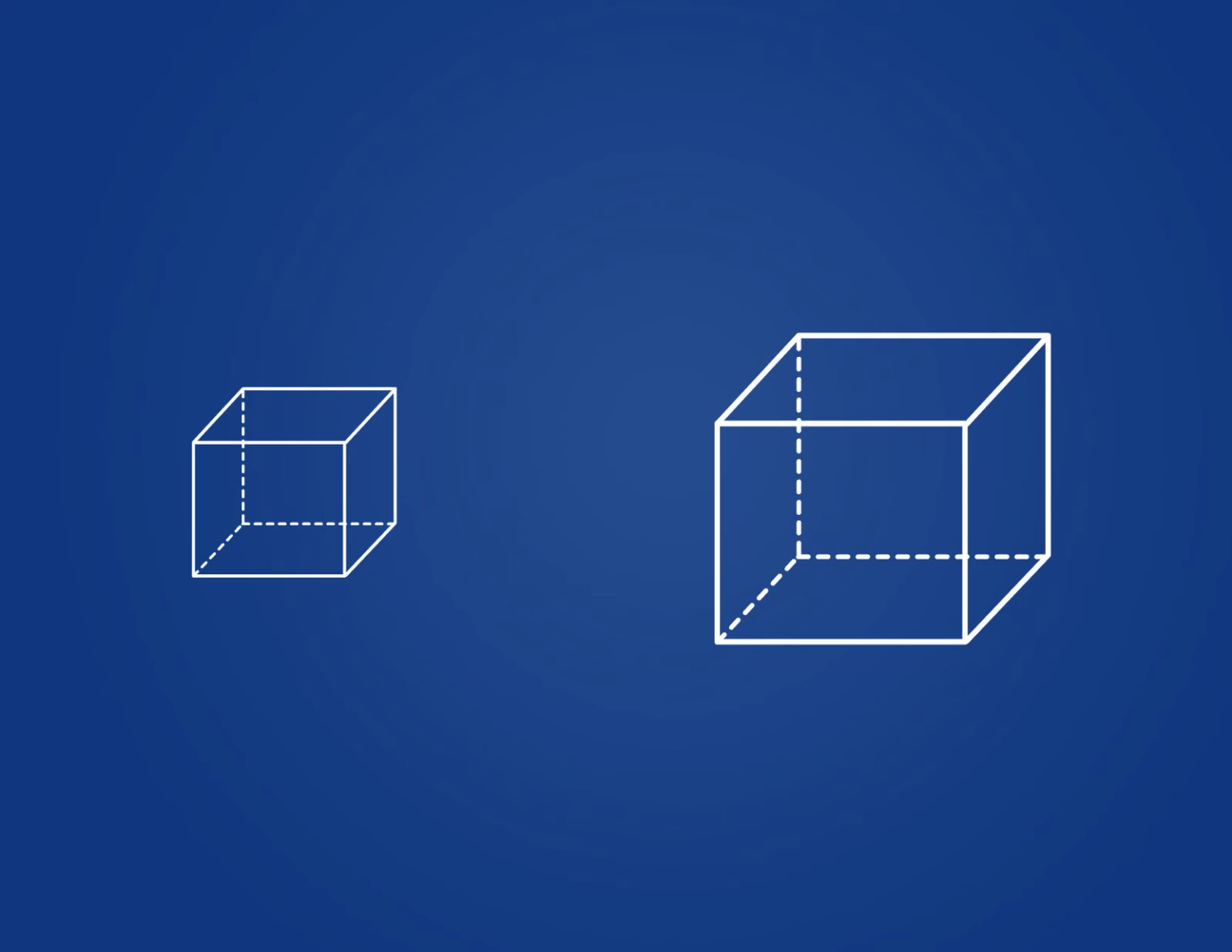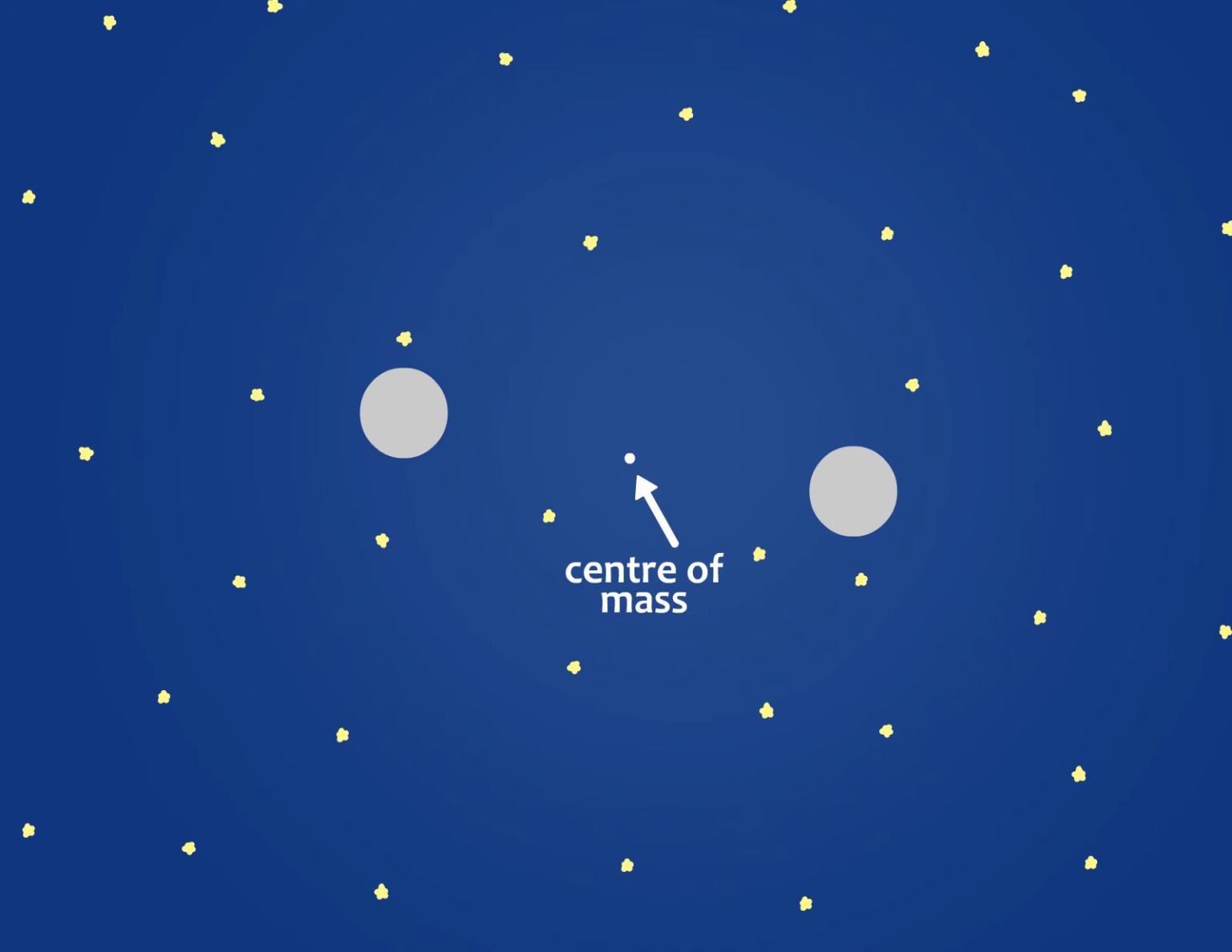So if I have two objects instead, and let's say one box is heavier than the other, the center of mass for the two boxes will be nearer to the big box. In the case of the solar system, when two planets orbit around each other, they rotate about the center of mass of the two planets.